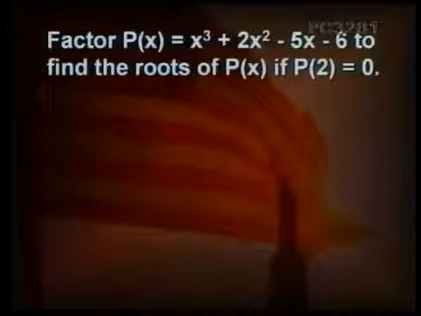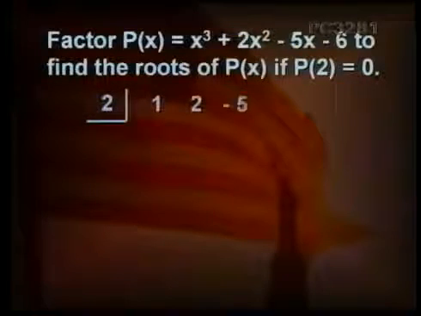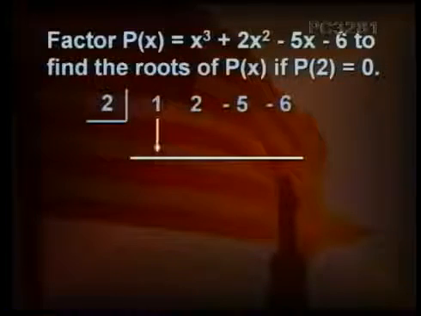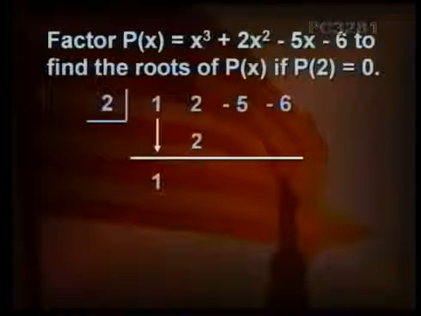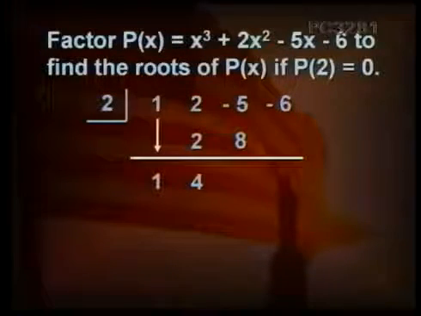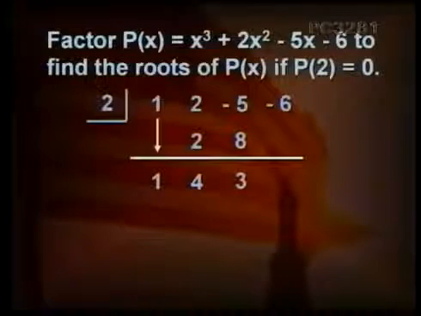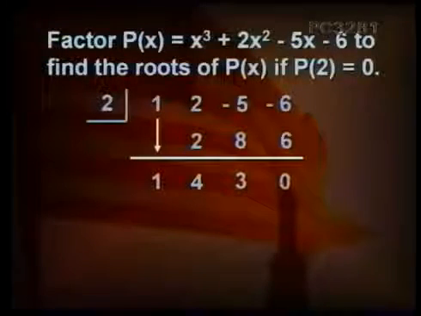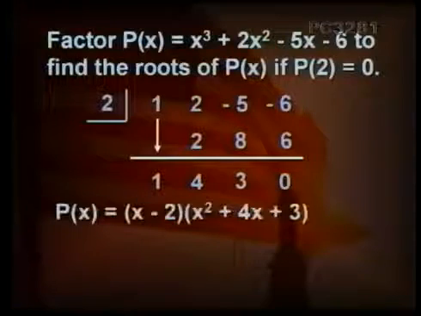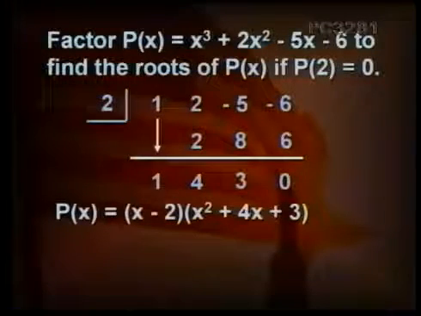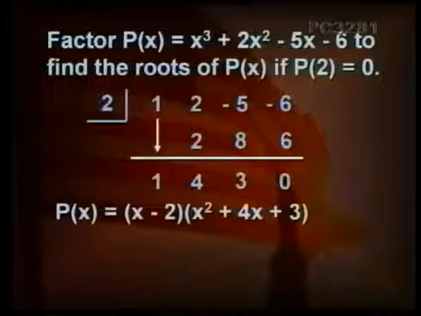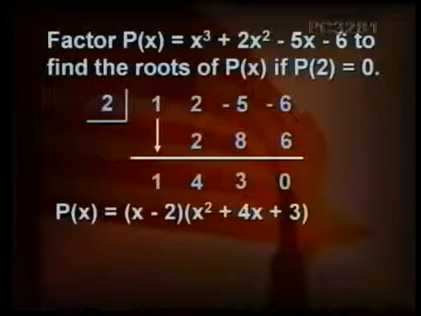So now, we are told that p of 2 is equal to 0. So that makes x minus 2 a factor. So let's go ahead and do that division. So I'm going to do synthetic division here. 2 times 4 is 8. 8 minus 5 is 3. 2 times 3 is 6. 6 minus 6 is 0. So guess what? When you divide x cubed plus 2x squared minus 5x minus 6 by x minus 2, you get x squared plus 4x plus 3.